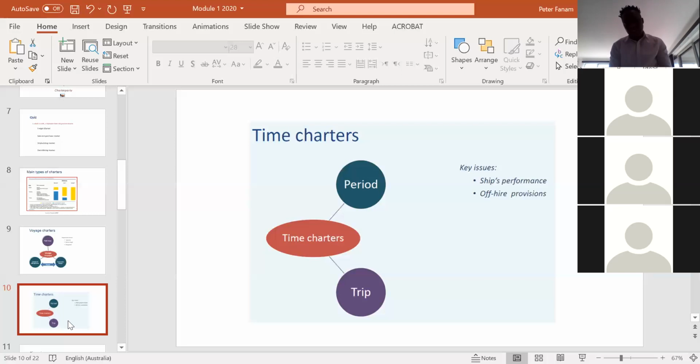The other is the period charter. The period charter under the time charter is where the vessel is chartered for a long period of time, during which the charterer can do a number of trips within the period charter. So these are the two different types of charter you see under the time charter, either the trip charter or the period charter.